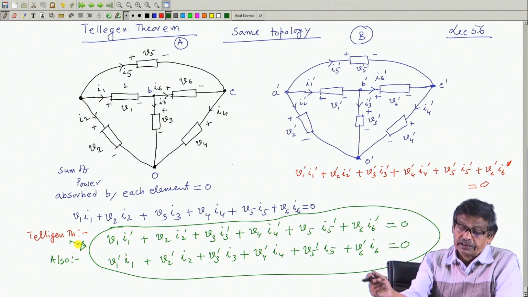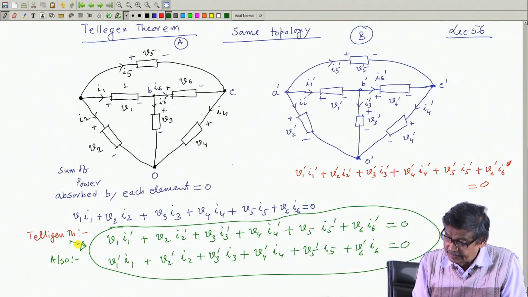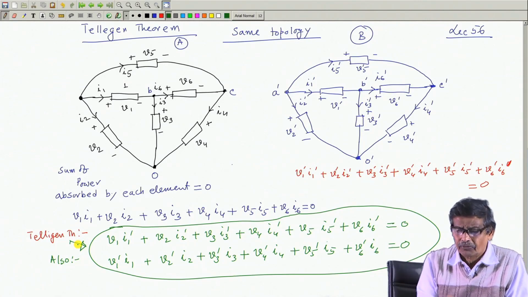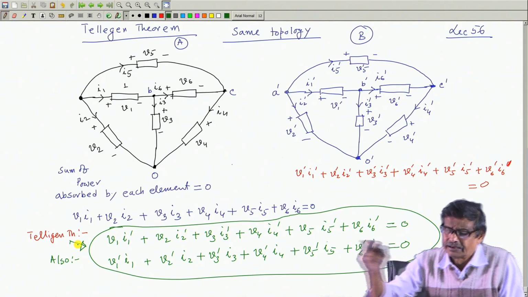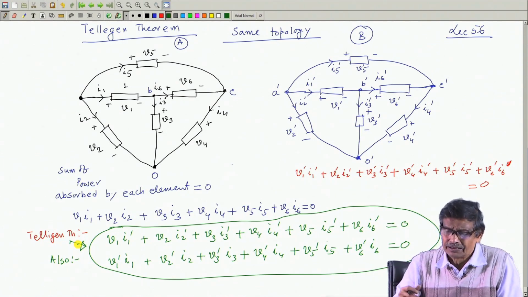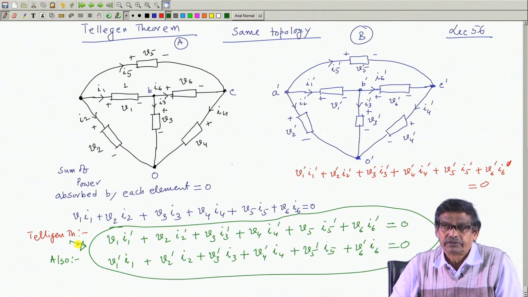Now, we will try to see how this can be proved. Why such a thing which is not so apparent: why the voltage of this circuit and the current in some other circuit, even if their topologies are the same, why you multiply and sum them up will give you 0. How do you say that?